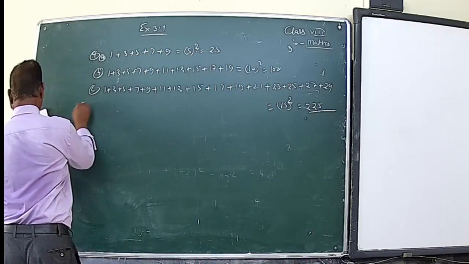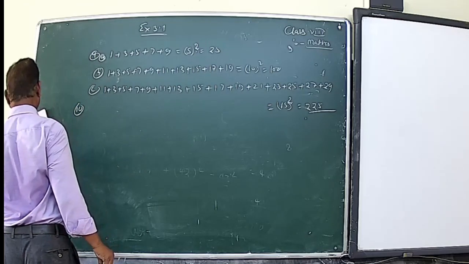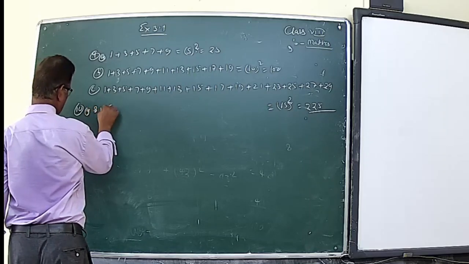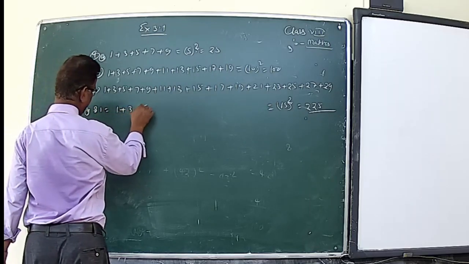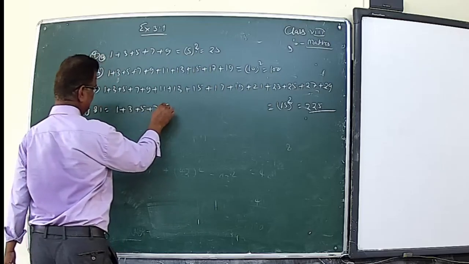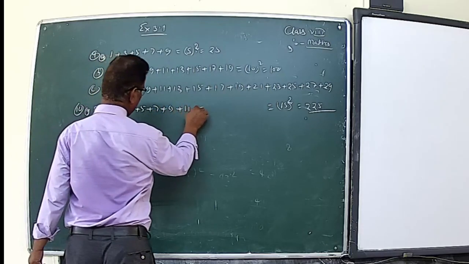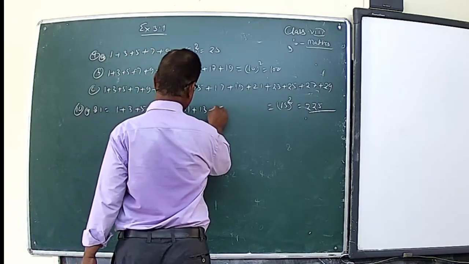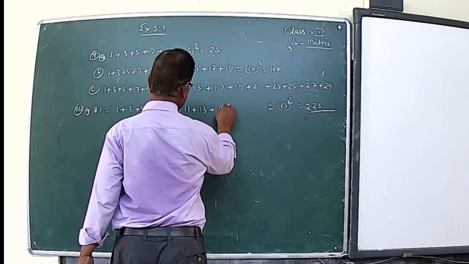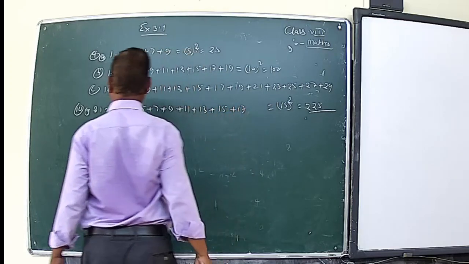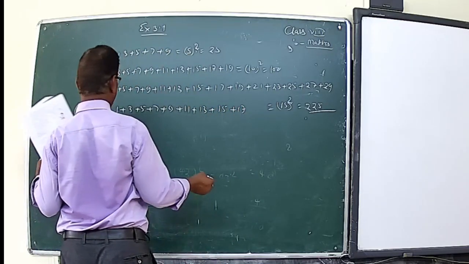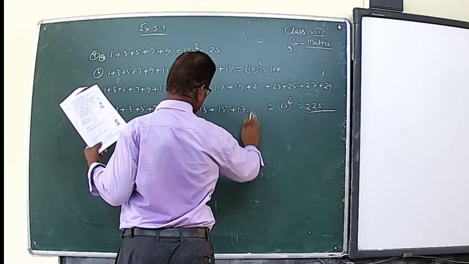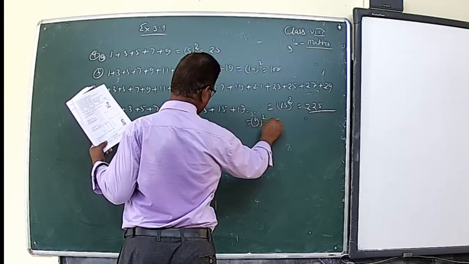Hence, express 81 as the sum of 9 odd numbers. 81 is equal to 1 plus 3 plus 5 plus 7 plus 9 plus 11 plus 13 plus 15 plus 17. Count: 1, 2, 3, 4, 5, 6, 7, 8, 9. The sum is coming 9 whole square, which is equal to 81.